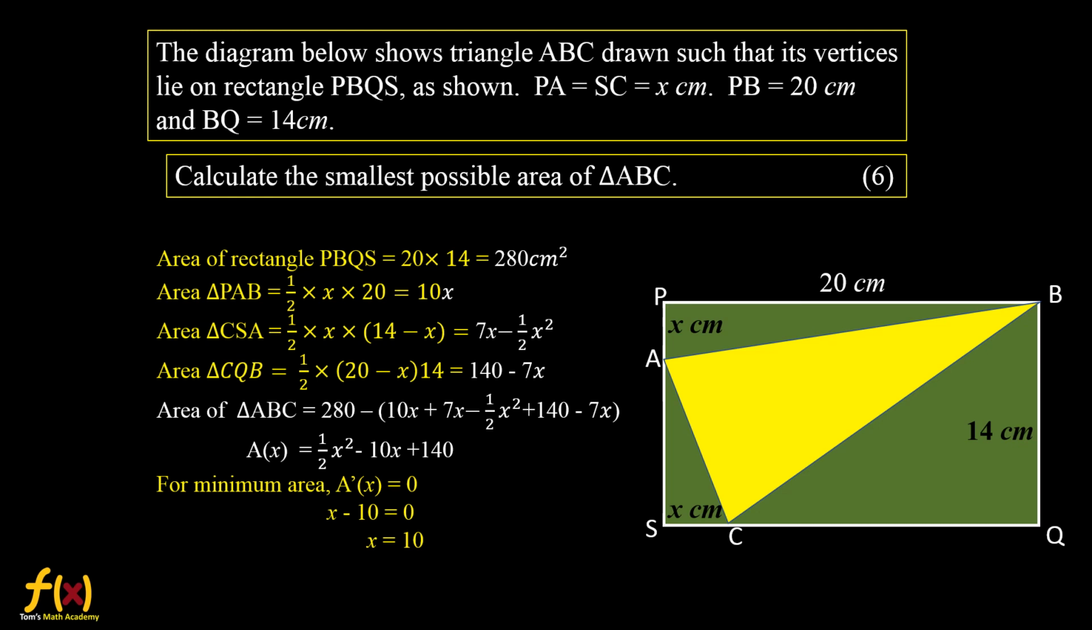What is our question? Calculate the smallest possible area. So we use this x value in the equation of the area. Therefore, smallest area or minimum area, A of 10. We substitute 10 in the place of x, we get 90 centimeters square. 6 marks question. Okay.